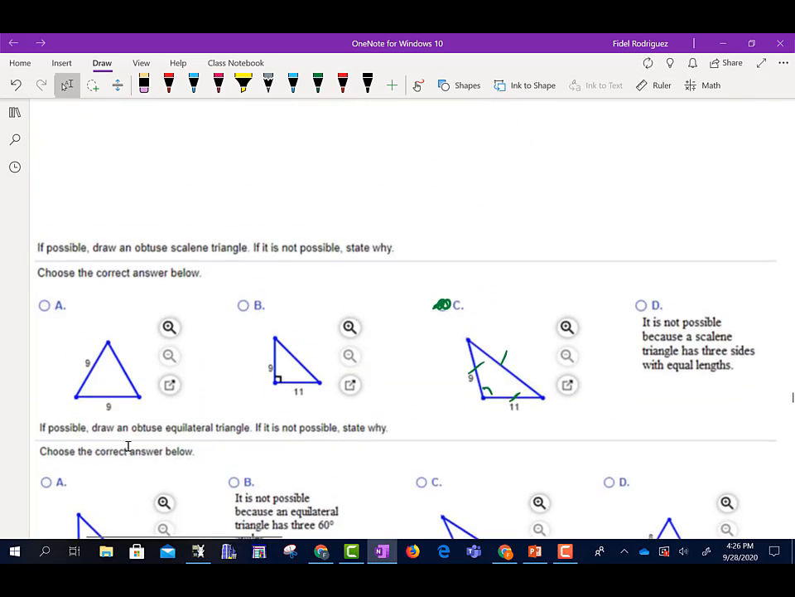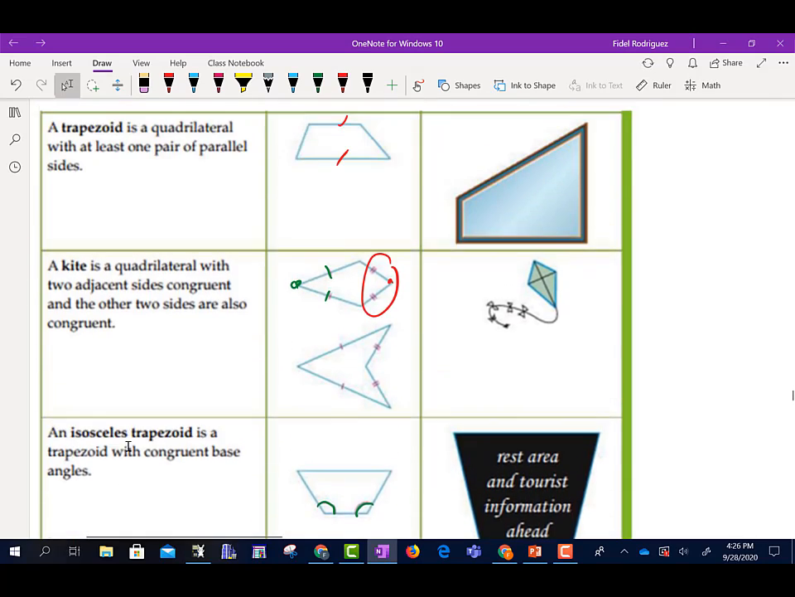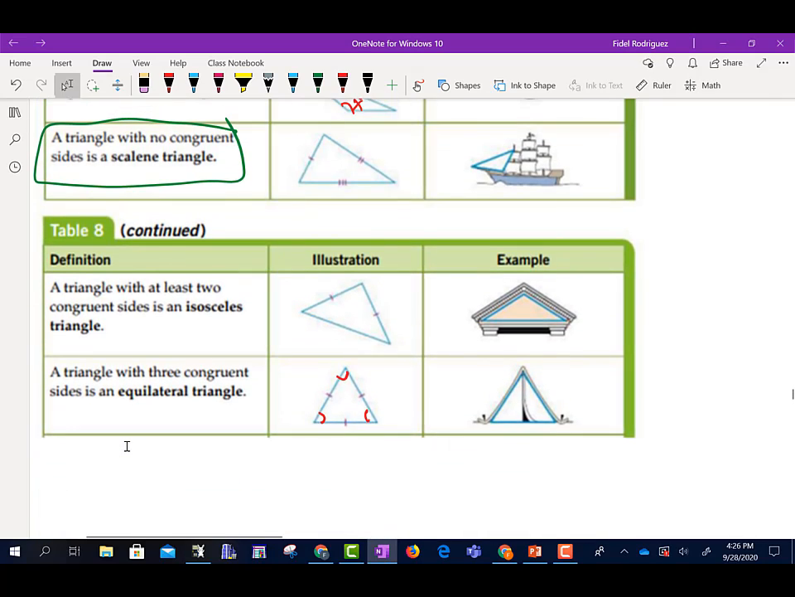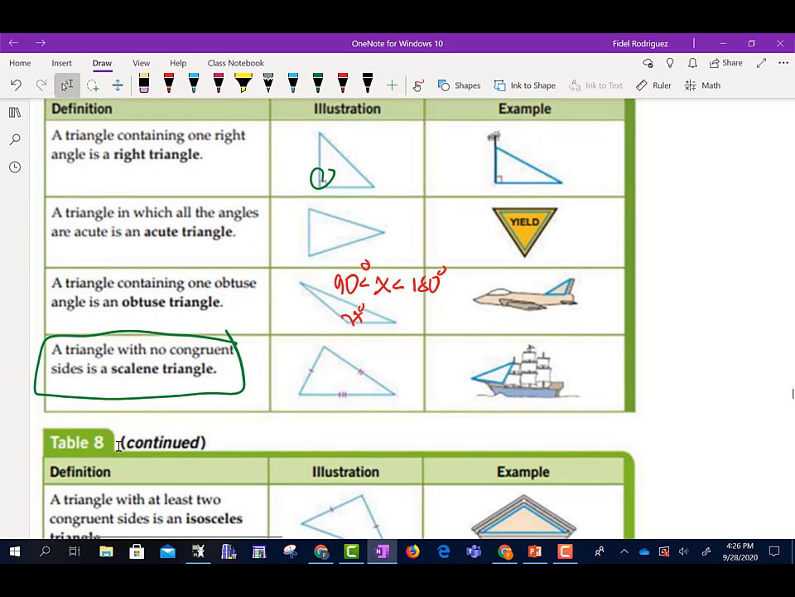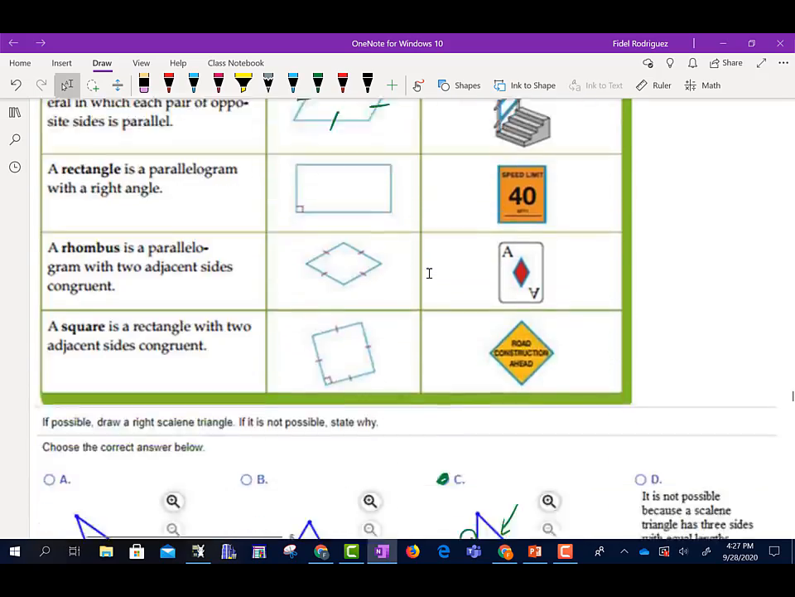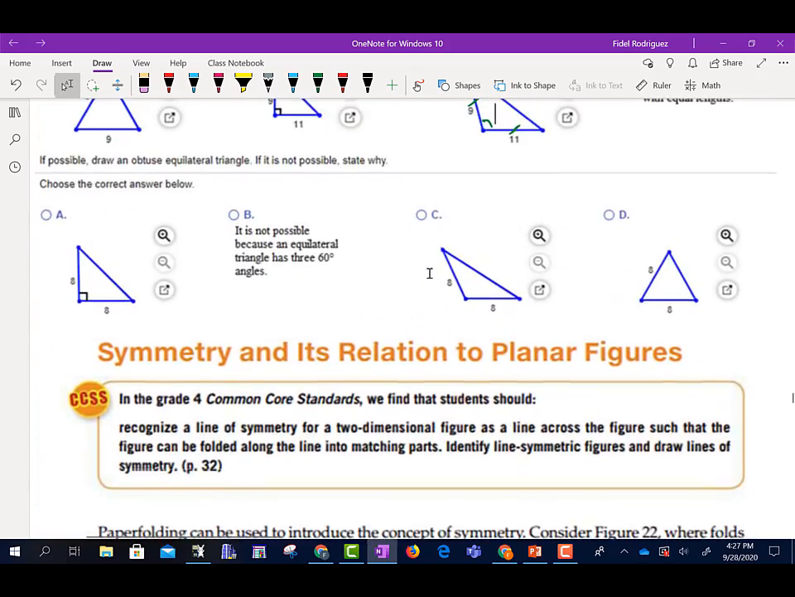Draw an obtuse equilateral triangle, okay? Obtuse. So remember what obtuse means. If I come back over here, where is obtuse? Obtuse, here we go. Obtuse means the angle is going to be greater than 90, smaller than 180, right? And it needs to be equilateral. So remember what we said about equilateral. Equilateral triangles look like this. And like say this is 5, this is 5, this is 5. But those angles all measure the same. And those angles are actually 60 degrees. So this one here, guys, it's not possible, because an equilateral triangle has 3 60-degree angles, okay?